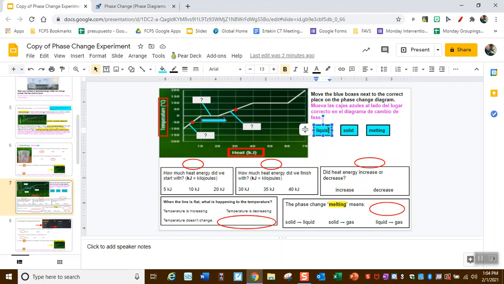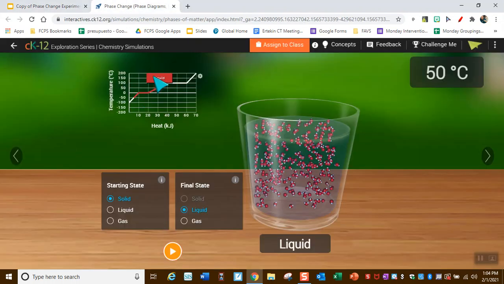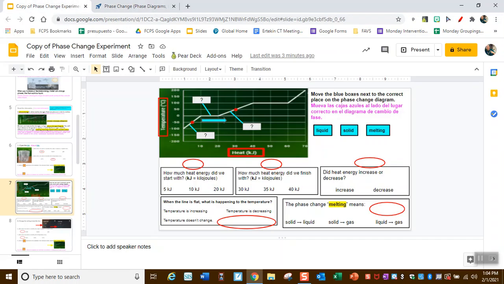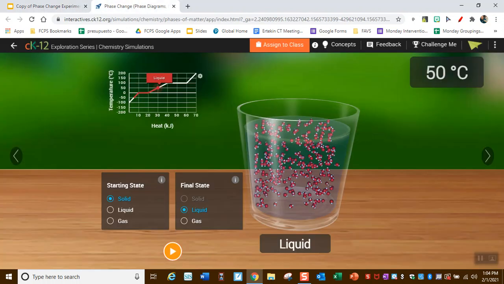So we have liquid, solid, and melting. The answers are here, okay? So right here on the phase change graph, we have a liquid. So let's move liquid to that same spot. Liquid goes right here. Now we have to do solid and melting.